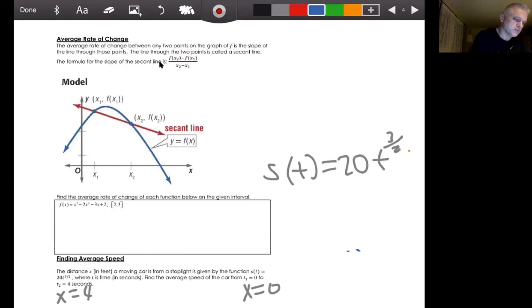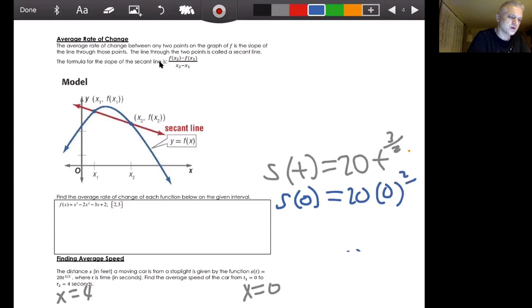So S of 0. At time 0, you've got 20 times 0 to the 3/2 power. Well, 0 to the 3/2 power is still 0. You can put it in your calculator and check it. 0, caret to the power of 3/2. So 20 times 0 is, let's get it right back here, S of 0 is 0. So that means we got the origin. So when x is 0, y is 0.